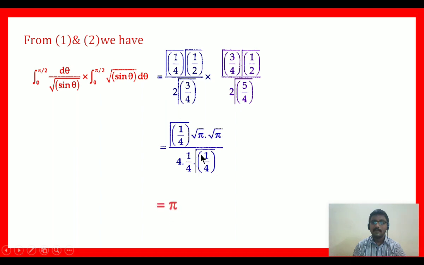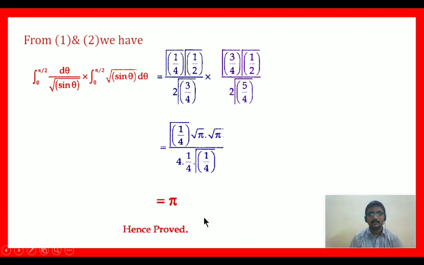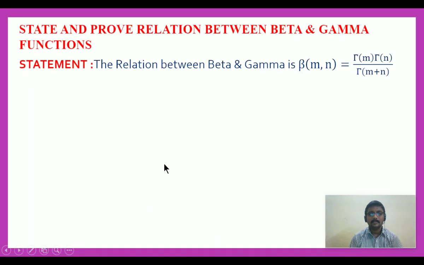So we will have pi. So it is the required value. Hence proved. Next problem. State and prove the relation between beta and gamma functions. The statement is: the relation between beta and gamma function is beta of m, n is gamma of m into gamma of n by gamma of m plus n.